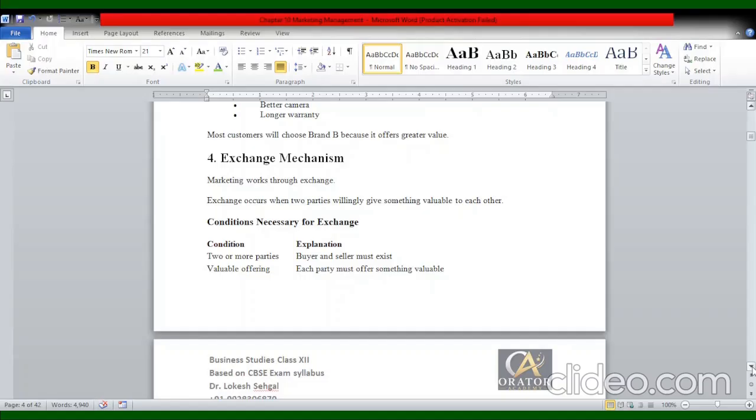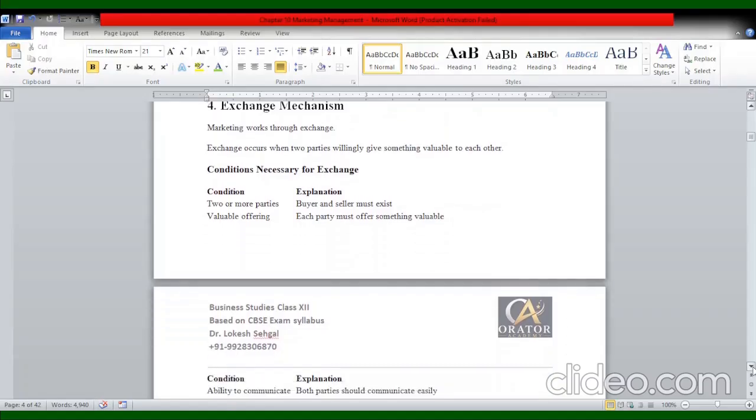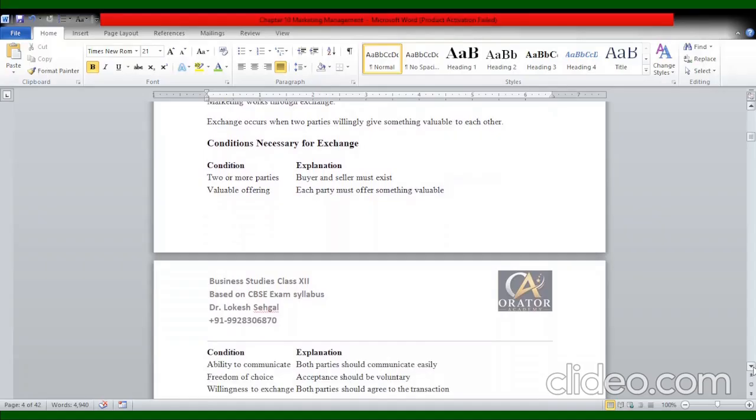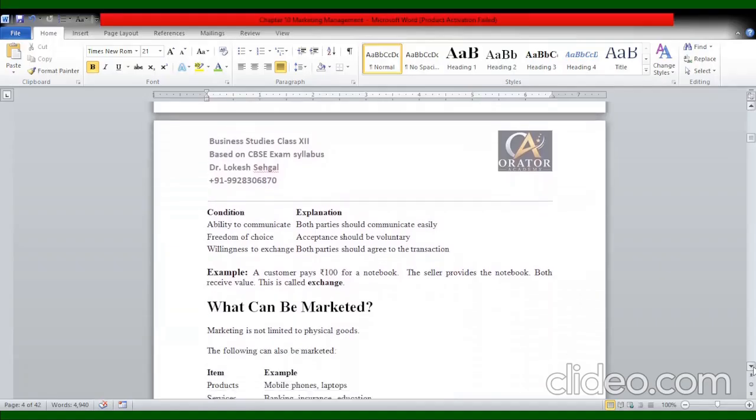Valuable offering: each party must offer something valuable. The supplier would be ready to sell the product and the buyer would be ready to pay the price. And the ability to communicate: both parties should communicate easily. Sir, I want to purchase this, as a buyer you can say, and as a supplier you can say, yes sir, it is available, you can buy from me.